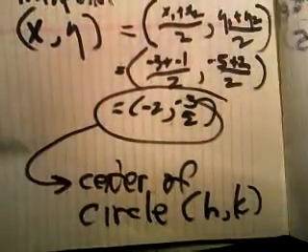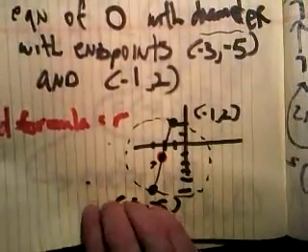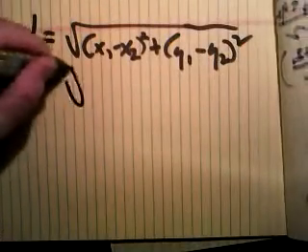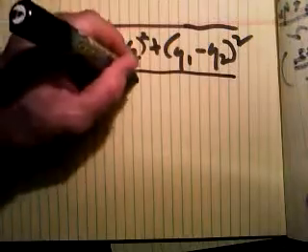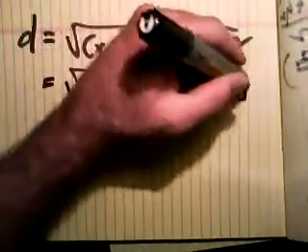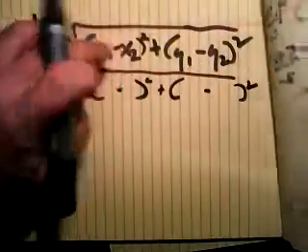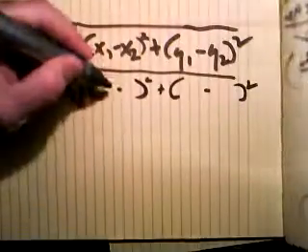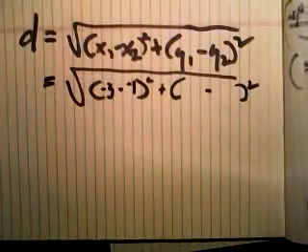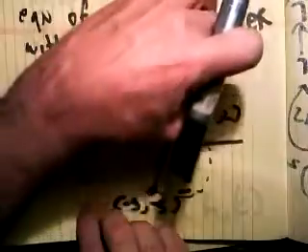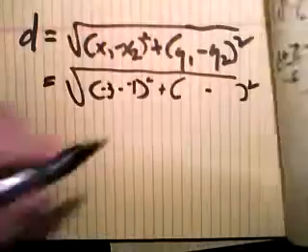Okay. And numbers we're going to substitute in. Here's x1, here's x2. So d is equal to the square root, and let's just fill this in here with all the parts. And x1 minus x2 is -3 minus -1. Over here, -5 minus 2.